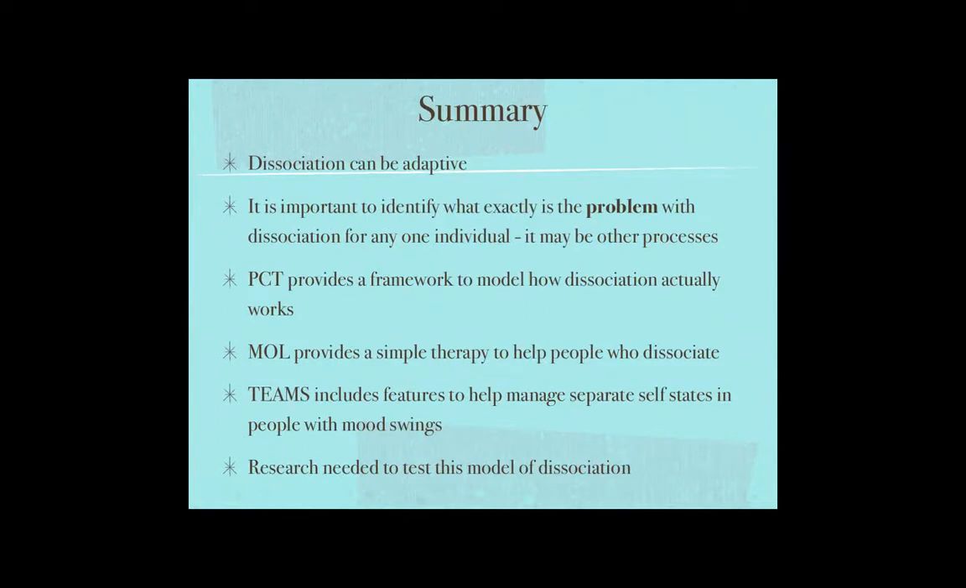So essentially, this is a summary of our approach. We think it's important to state that dissociation itself can be adaptive, and so we have to identify why it's a problem. And we also need to come in and focus on a framework to model how dissociation actually works using a theory. And we use perceptual control theory. And method of levels is the therapy that we're actually using for this. TEAMS is our therapy that we've adapted to bipolar disorder, and we're engaging in all kinds of research, which I don't have time to talk about today, to test these models and to test the effects of the therapies.